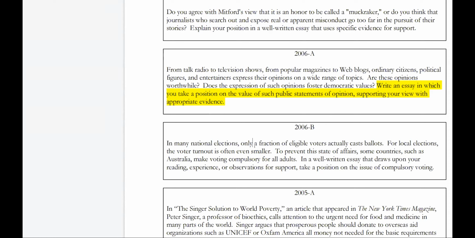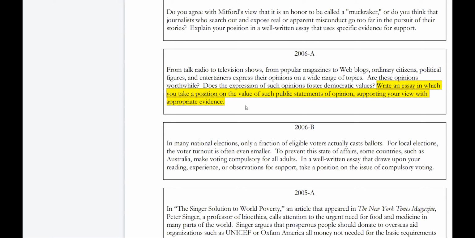Maybe true, false, because it's asking if it's worthwhile. It's the value of such public statements of opinion. So we need to see what the statement is. From talk radio to television shows, from popular magazines to web blogs, ordinary citizens, political figures, and entertainers express their opinions on a wide range of topics. Are these opinions worthwhile? Does the expression of such opinions foster democratic values? Okay, so you believe it's a true, false. Even if we have this key term called value, it is still a true, false.